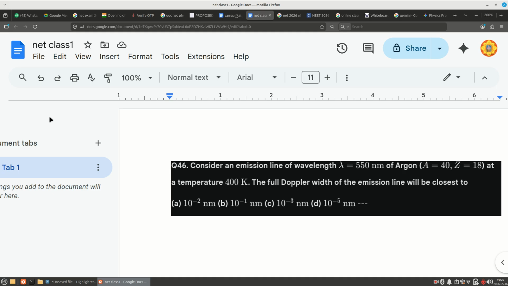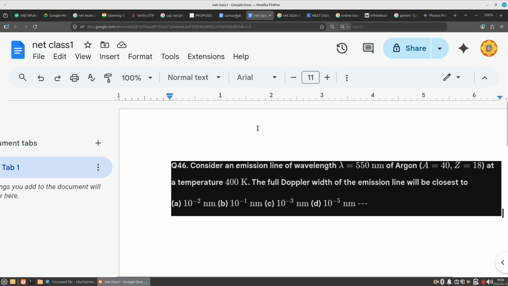Consider an emission line of wavelength 550 nanometer, lambda equal to 550 nanometer, of argon gas, whose mass number is A equal to 40 and Z is equal to 18, at a temperature of 400 Kelvin. The full Doppler width of the emission line will be closest to. In this we are going to find out the Doppler width of emission. Before that, we should know what this subject is about.